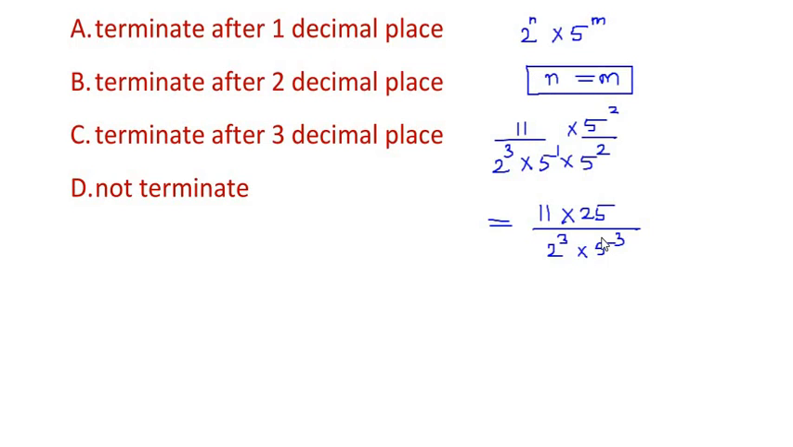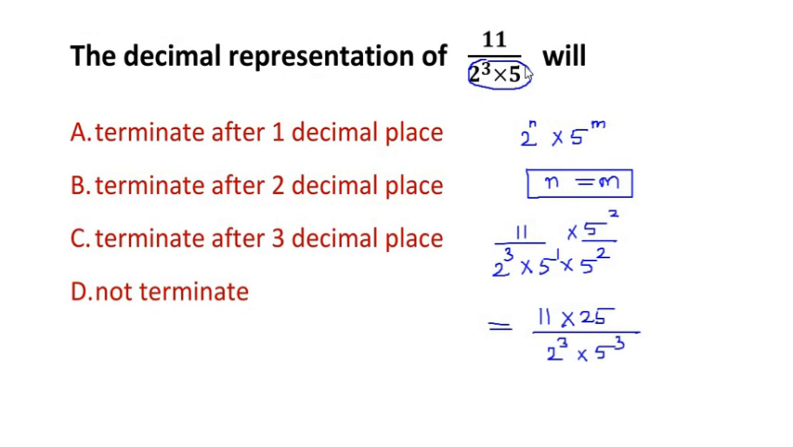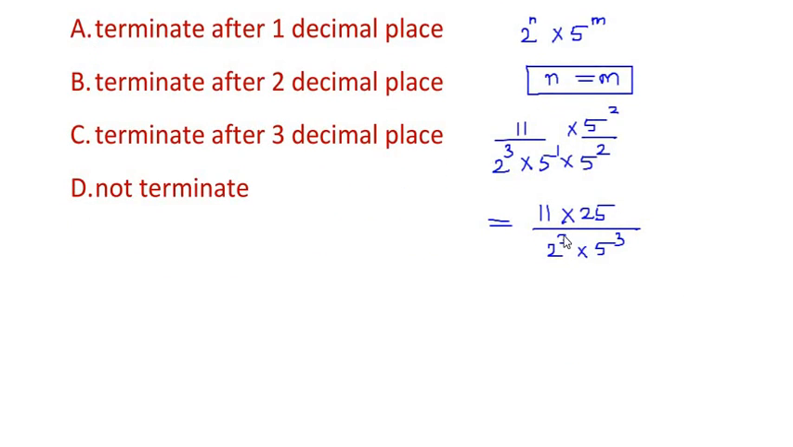Try to get the powers to the highest number. Don't try to get it as 1, try to get it as 3. That is why we have 2 to the power of 3 and 5 to the power of 3. Now let us do the multiplication, 11 times 25. So we get 5 and 5 plus 2 and 2, so we get 275.